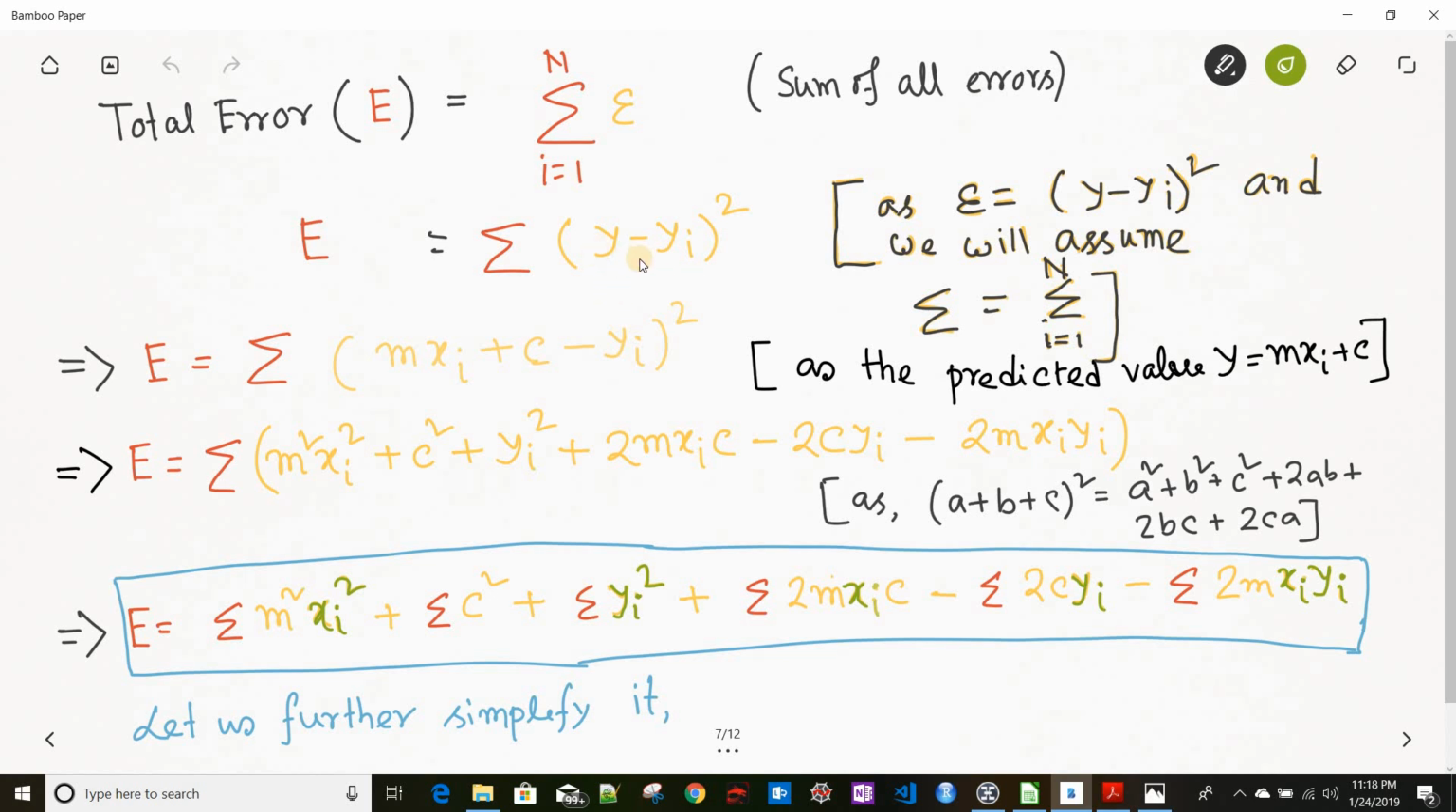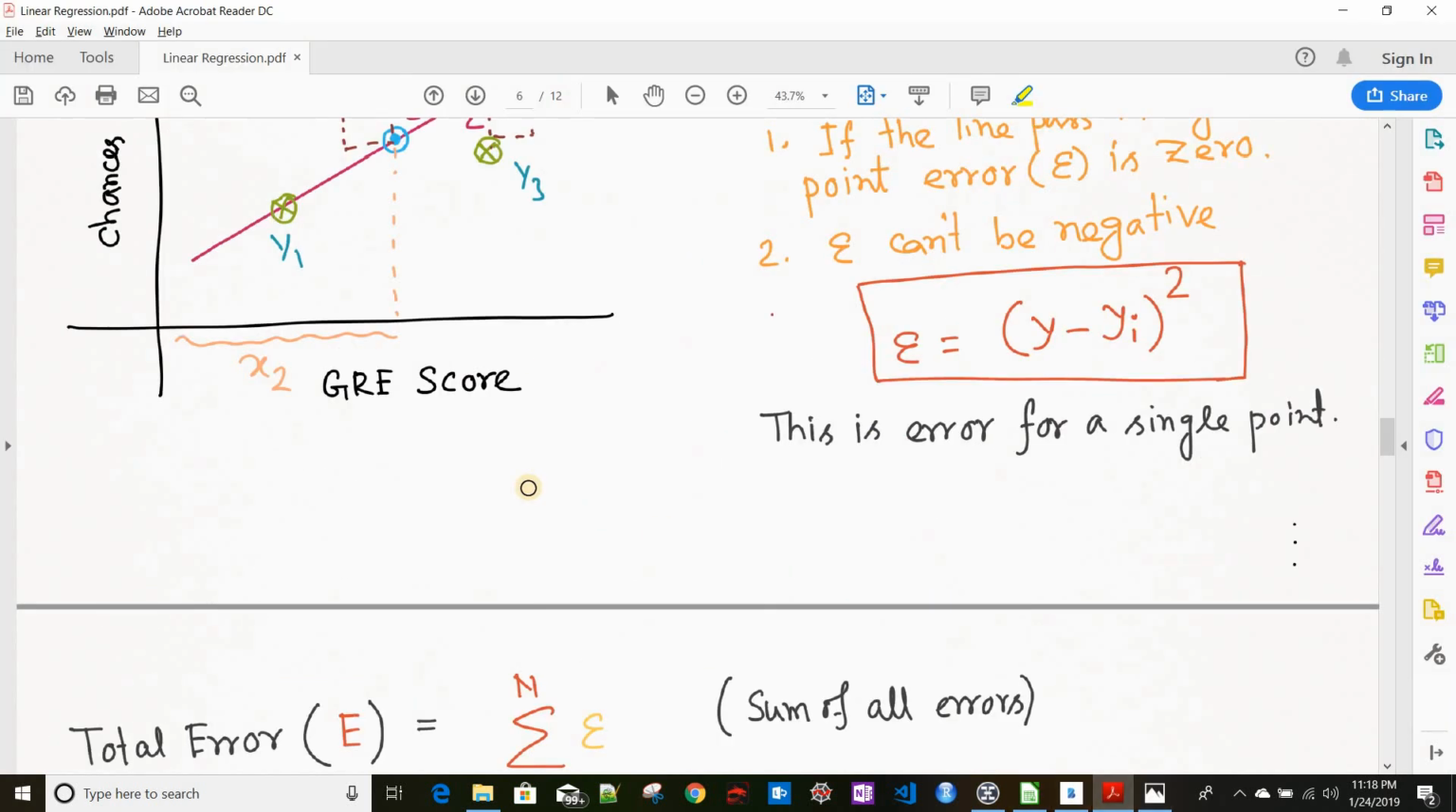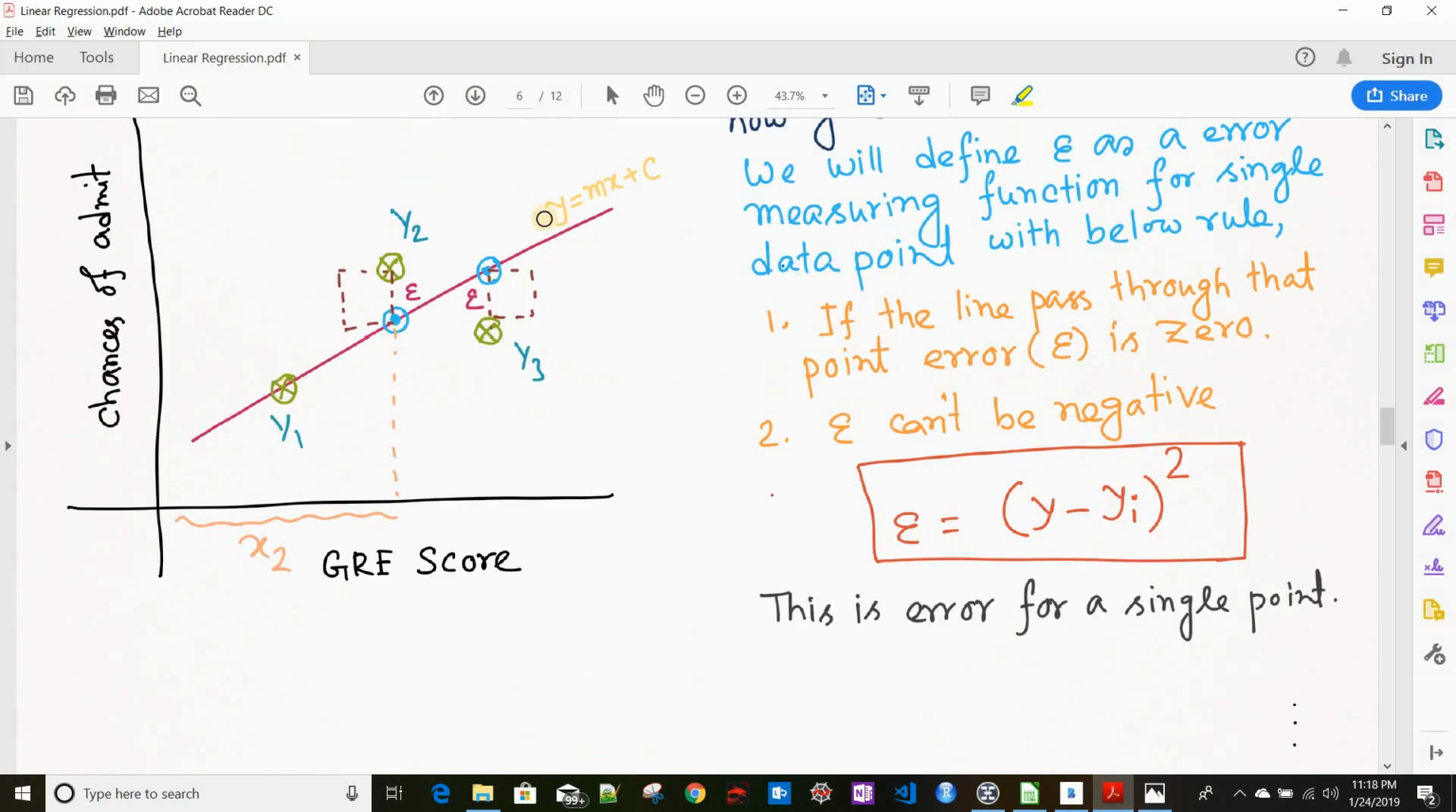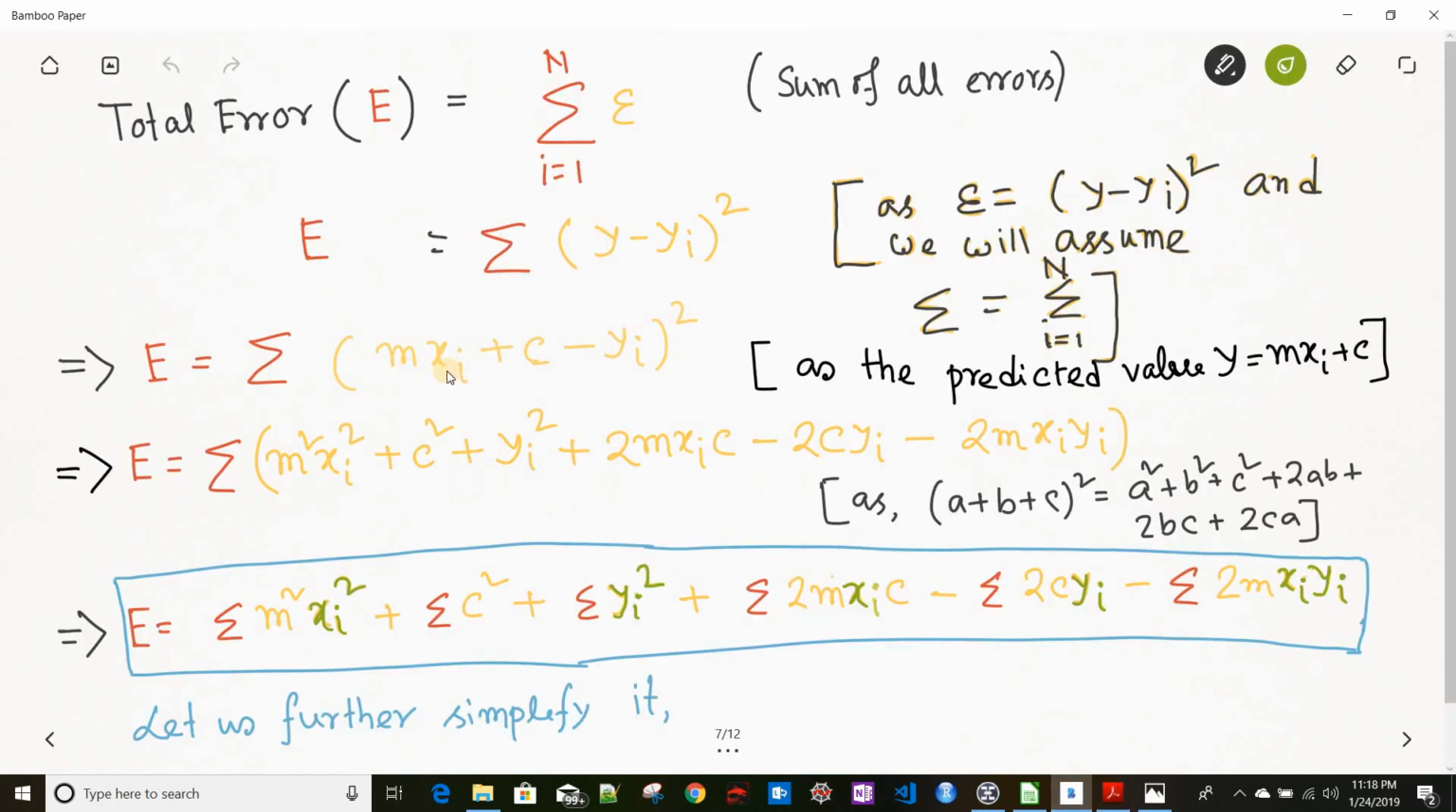Now in this square, I know what y is, correct? Because we are calculating y for each and every value. If I go back to my PDF, for each and every data point I am determining the y. That's why I have replaced y with mxi plus c, because y equals mx plus c. So xi will be for each and every data point. So this equation becomes like this. And if I do the simple math with (a plus b plus c) whole squared, I'll come up with this formula. So I have just expanded it like this.